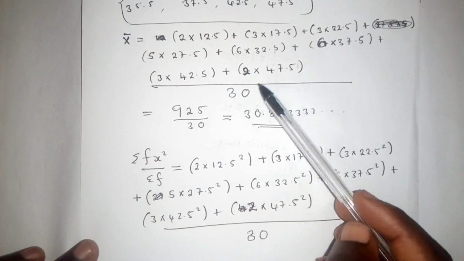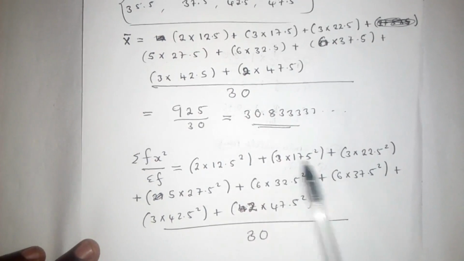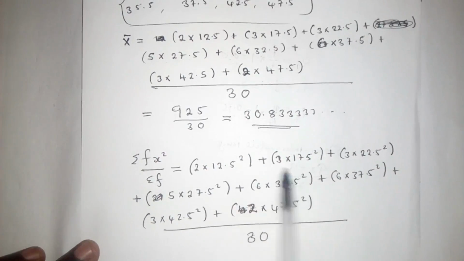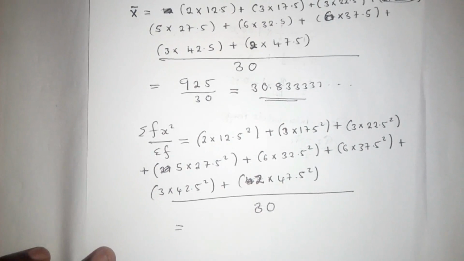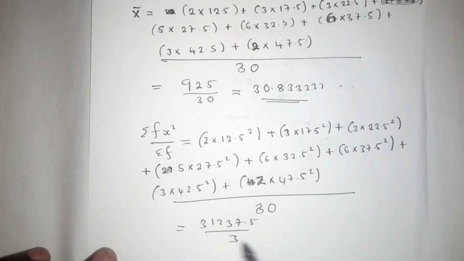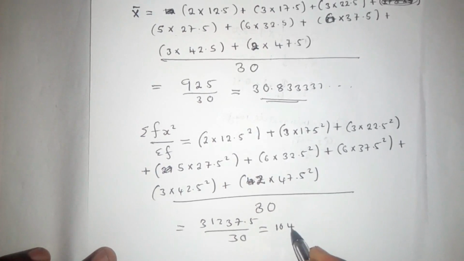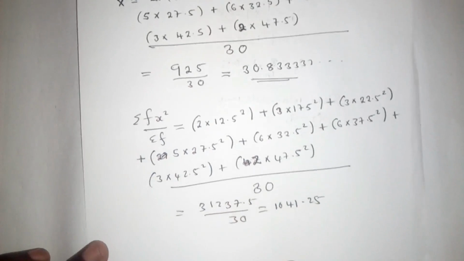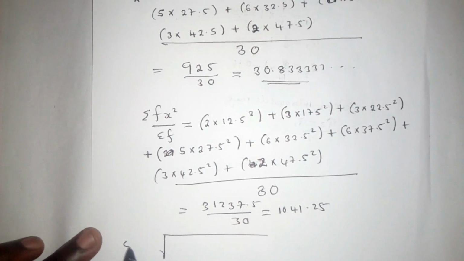So it's almost the same. Okay, but here you're putting a power 2 on each one. Here we're not putting a power 2, but it's almost the same. And when we solve nicely, our answer will be 31237.5 over 30. And when we finish it up here, we have 1041.25.